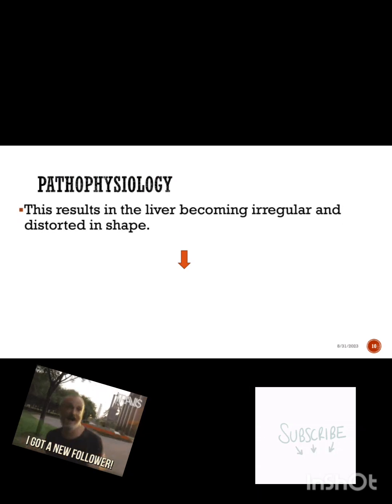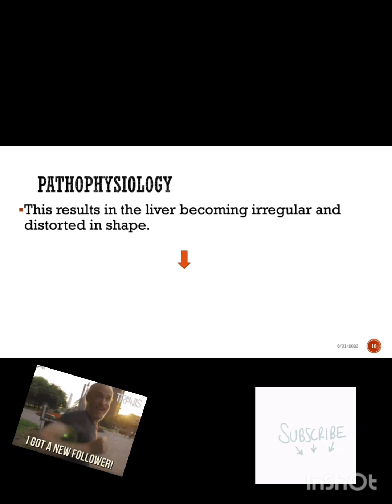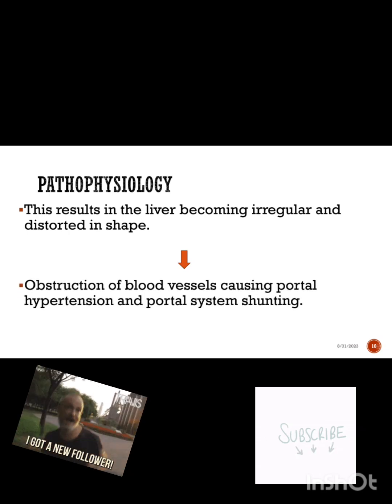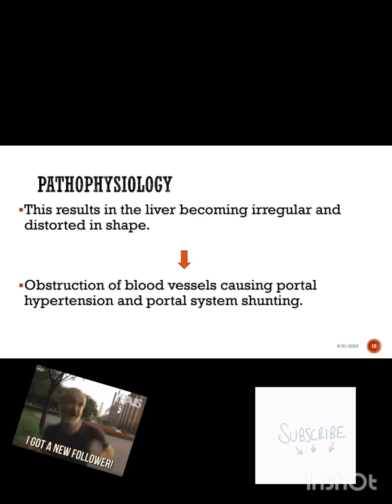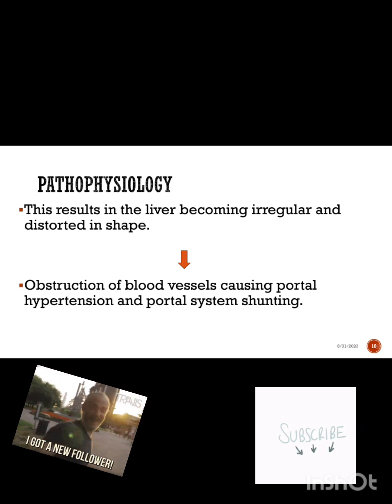Then this results in the liver becoming irregular and distorted in shape. Then obstruction of blood vessels occurs, causing portal hypertension and portocaval shunting. Because the liver itself, the normal tissues are not working well, there's obstruction causing stasis of blood.